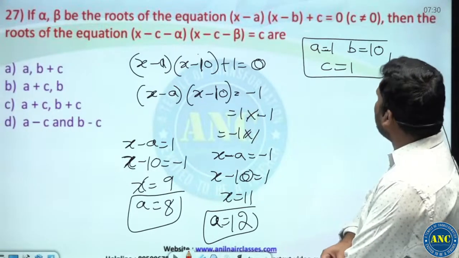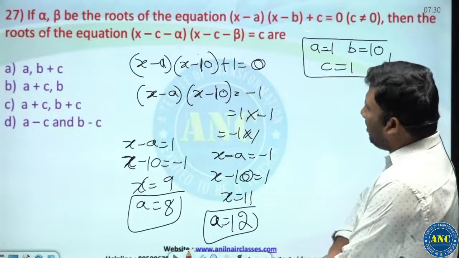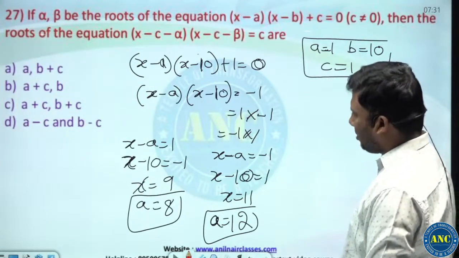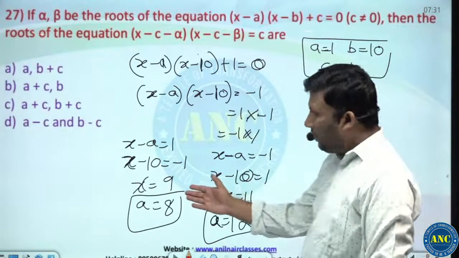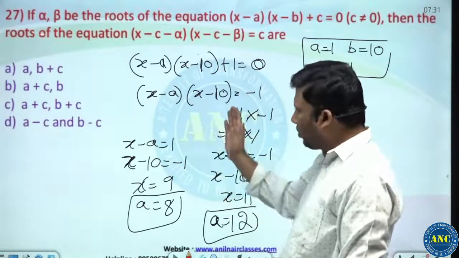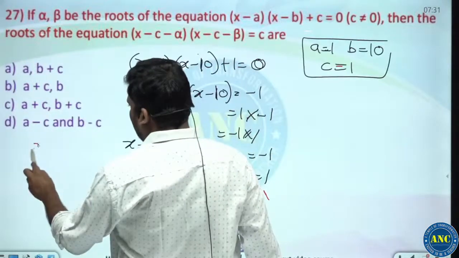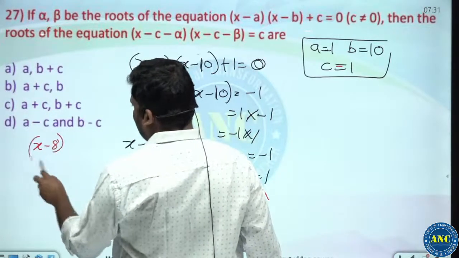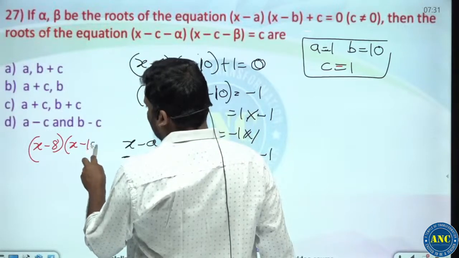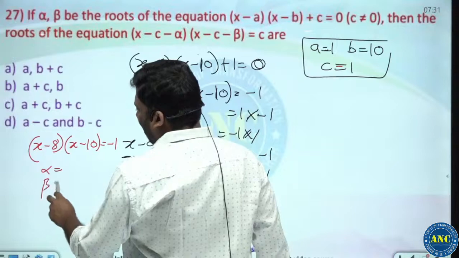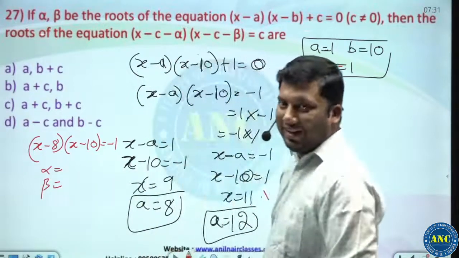What are the values that we got? Alpha. What will be then the roots? Alpha, beta are the roots of the equation. So if I take a value 8 and a value 12, you can find it out. This will be x minus 8 into x minus 10 equivalent to minus 1. From there, you will get the value of alpha and beta. I hope the idea is clear.